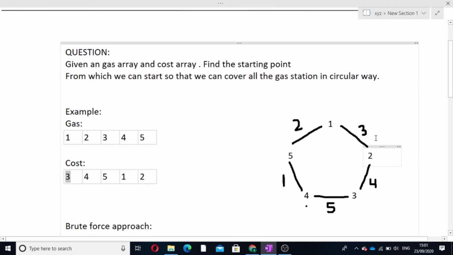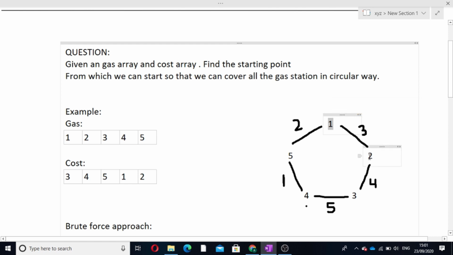So for example, suppose our initial capacity of the tank is 0. We start from this particular gas station, that is 1. So our tank can be filled with a maximum of 1 unit of gas. Now the capacity of the tank is 1, but we have to get at least 3 units of gas to move from this index to the next index. But this is not possible because the tank initially contains 1 and we require 3. So this can't be counted as a starting point.